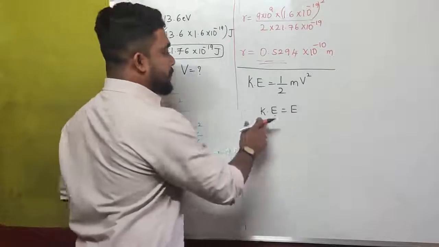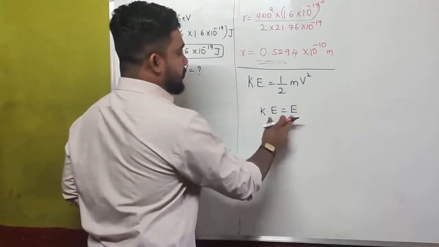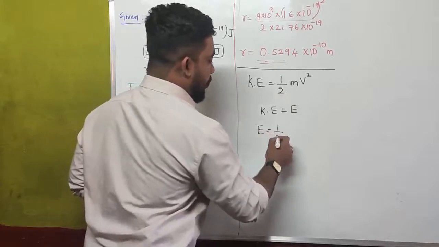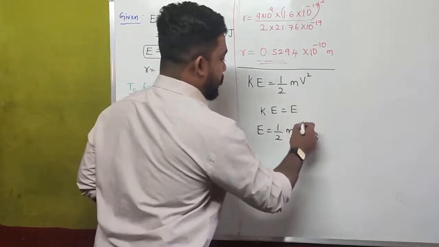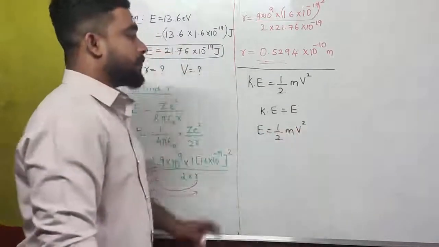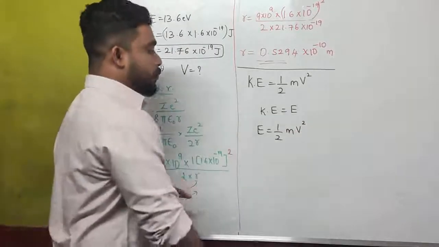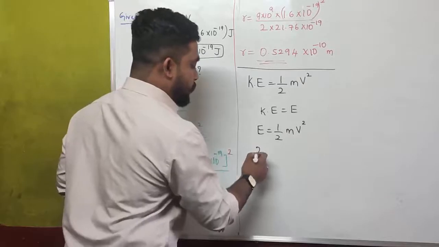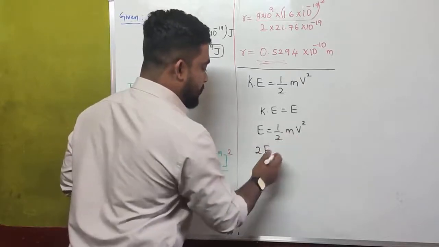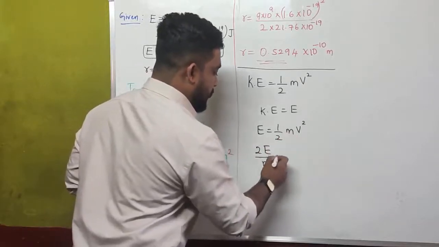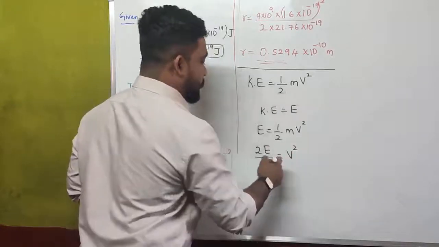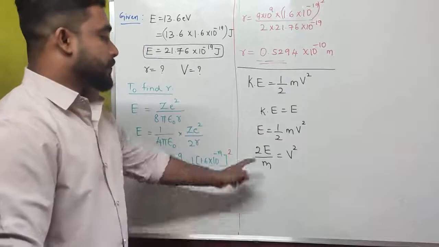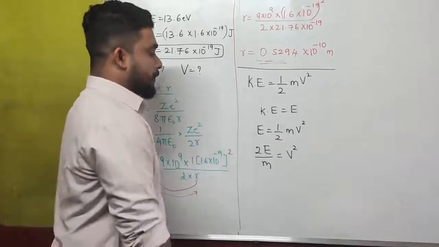Now, if we substitute the value of kinetic energy, E is equal to half m v square. What we want here is v only. For that, I'll make some changes in this expression. If we send the 2 to the other side and m to the other side, it becomes v square is equal to 2E divided by m.